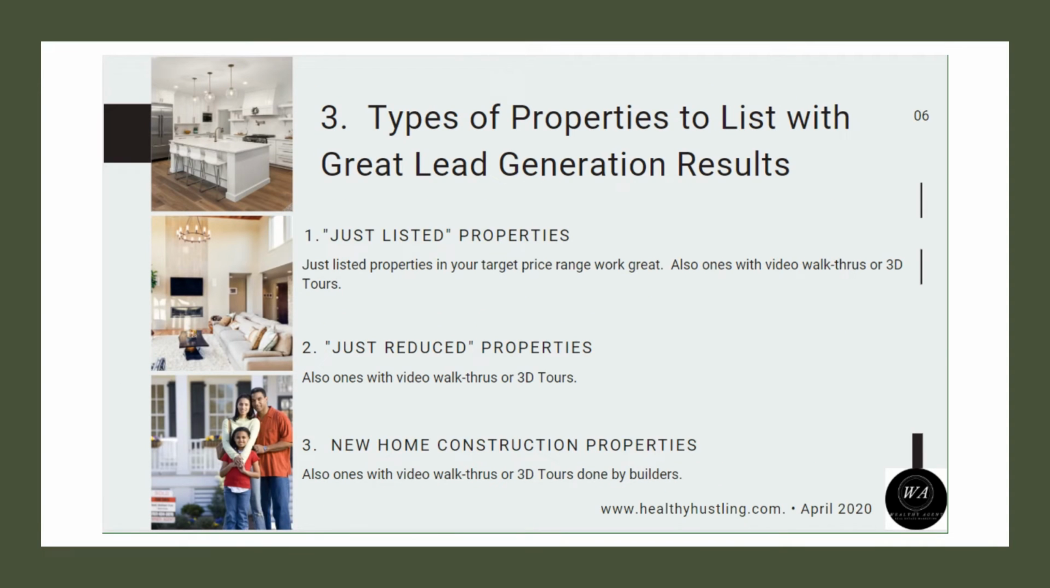So also when you're going through these 21 properties, I would categorize the 3 big ones that are going to give you the biggest bang for the buck. The 3 types of properties that you can list. The ones that have just been listed, they're fresh, they're new, they're hot on the market. And this is going to be true for each one of these: if they have a walkthrough video or a 3D tour, even better right now.